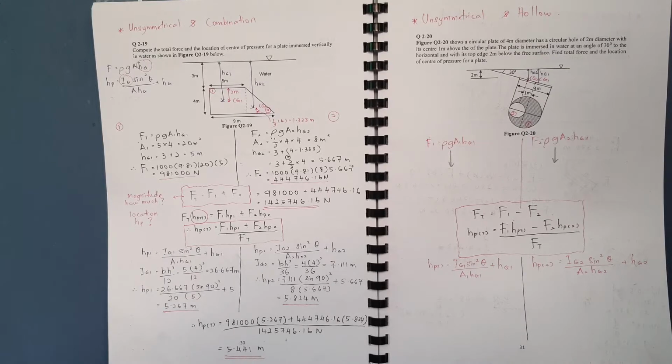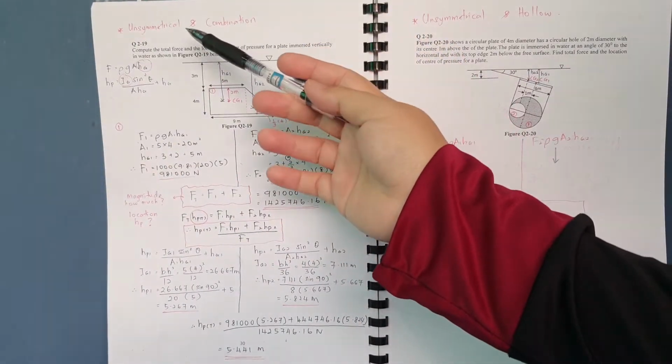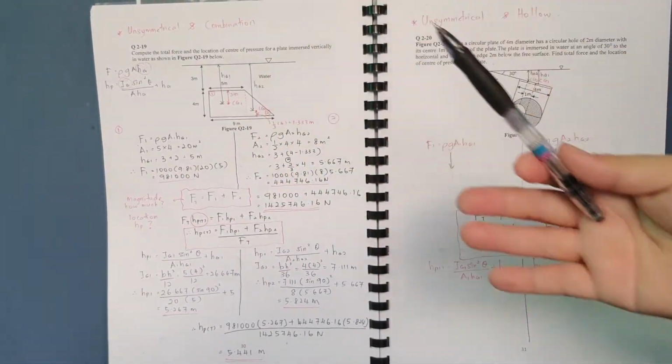Today I would like to continue my lecture on hydrostatic force. But today we are going to look at examples on unsymmetrical objects. Last class we learned how to calculate the hydrostatic force and determine its location on symmetrical objects. Symmetrical means we can determine the center of gravity for the object, but for unsymmetrical objects we cannot determine where the center of gravity of the whole object is.